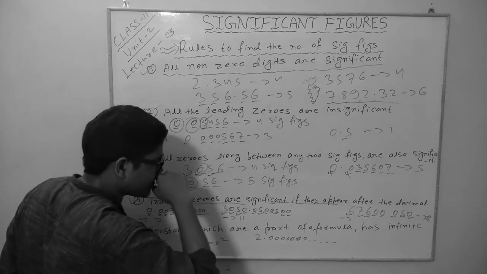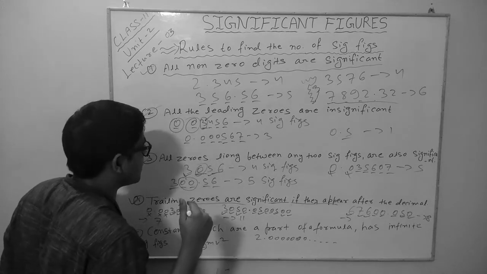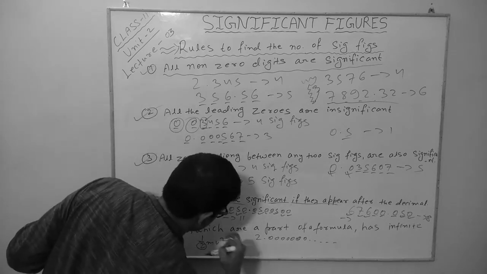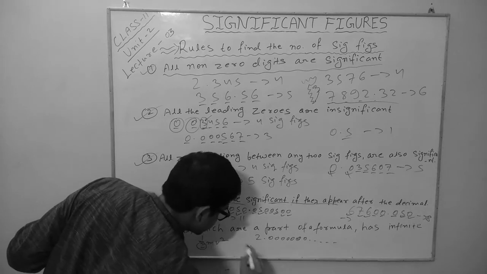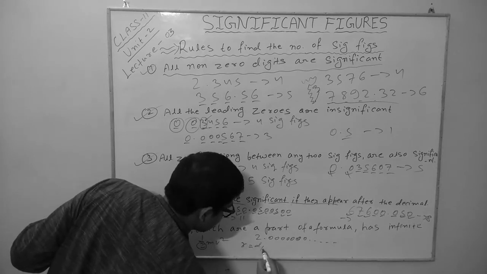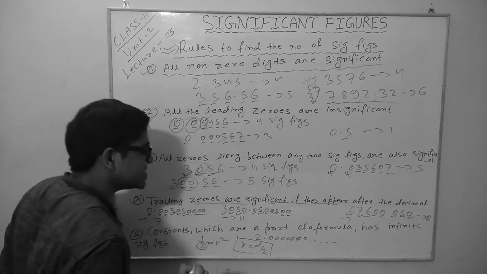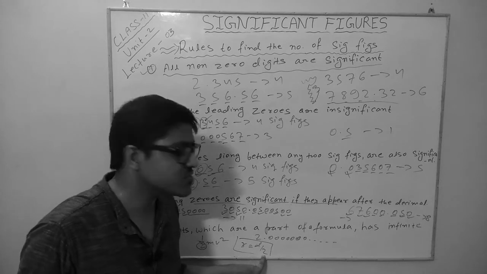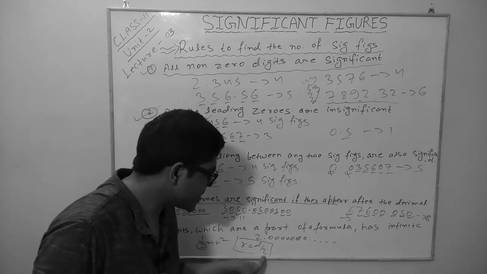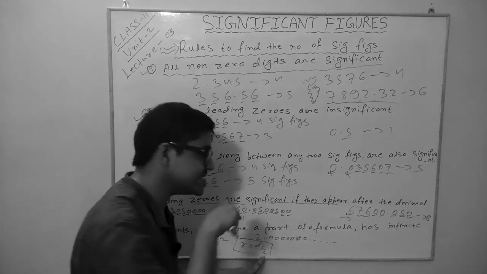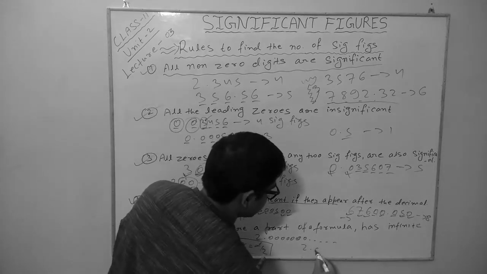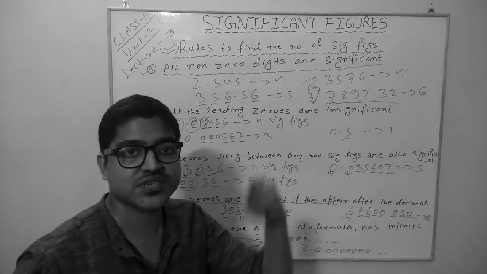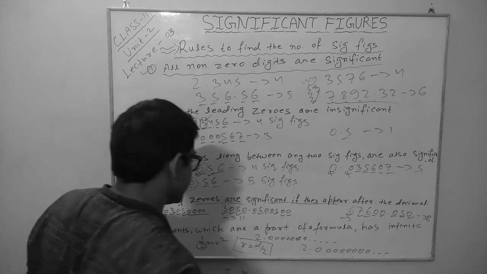Similarly, let's say radius is half the diameter. In any circle, radius is half the diameter. So this too has an infinite number of significant figures because it is not a measured value. It is a part of the formula and we know that it is exactly 2. So this 2 can be written as 2.00000000, so on, so on. It has infinite significant figures, right?